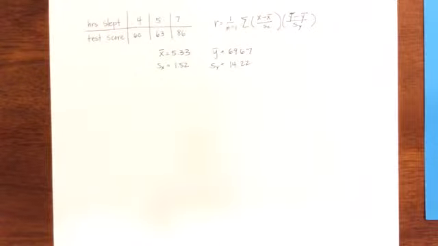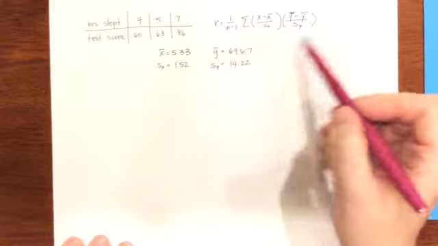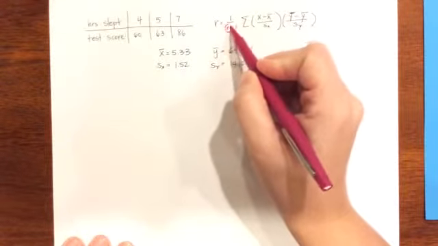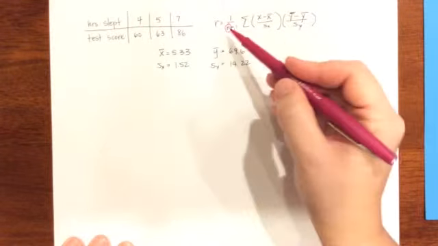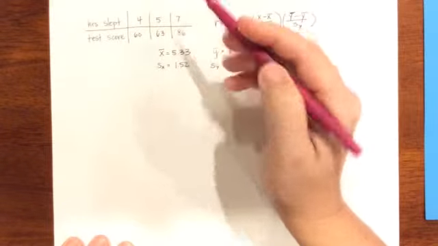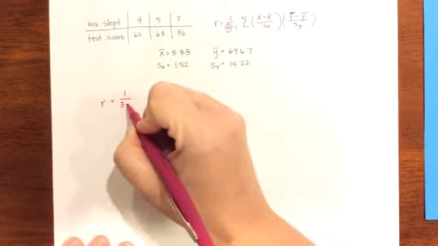Okay, so here's the formula for correlation. This n represents how many pairs there were. Each pair represents one person, so essentially this is saying how many people were there. There were 1, 2, 3. So we're going to start off by doing 1 over 3 minus 1.